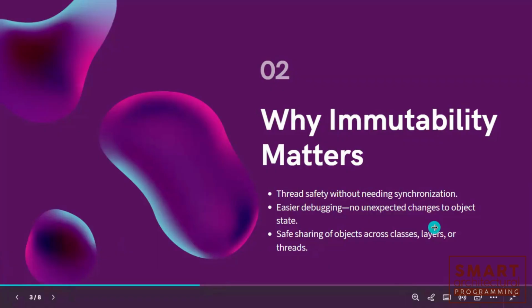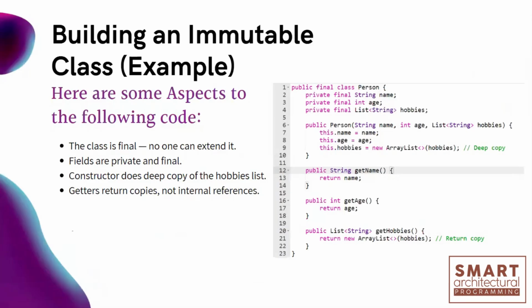So the next thing is how you can build an immutable class. Here is an example. This is a simple immutable class we built here.